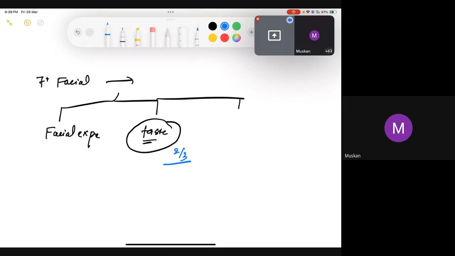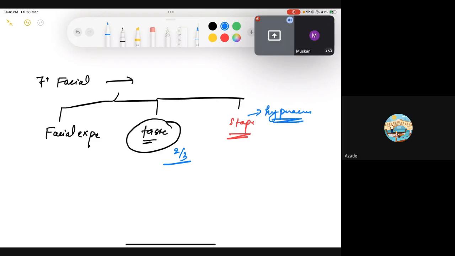It is also going to supply a small muscle within your ear. What's the name of that? Stapedius muscle, right? So if we have paralysis of the stapedius muscle, it's going to end in a condition. What's the name of that? Hyperacusis.